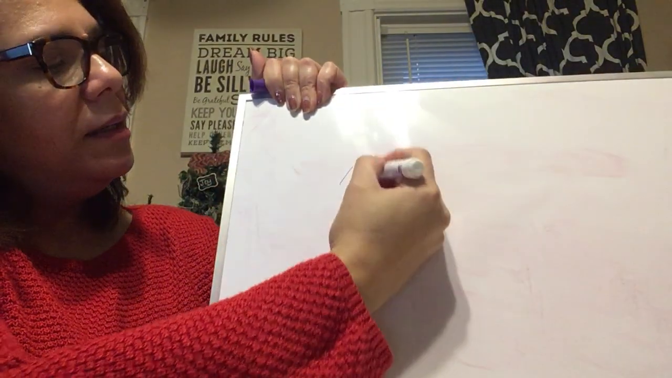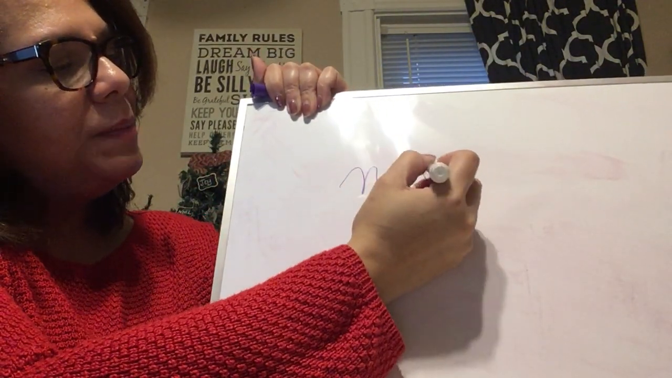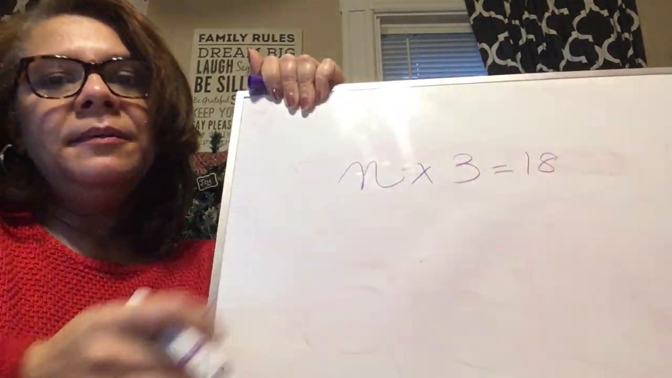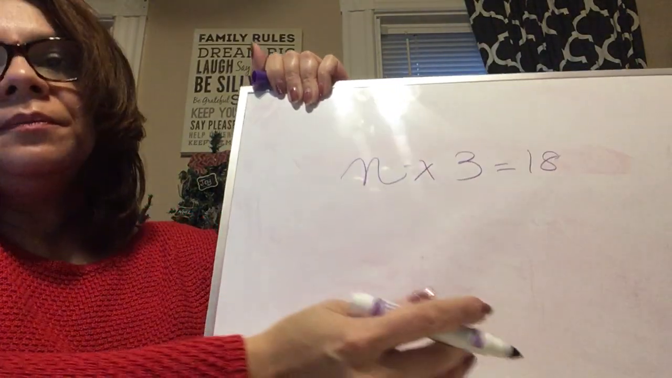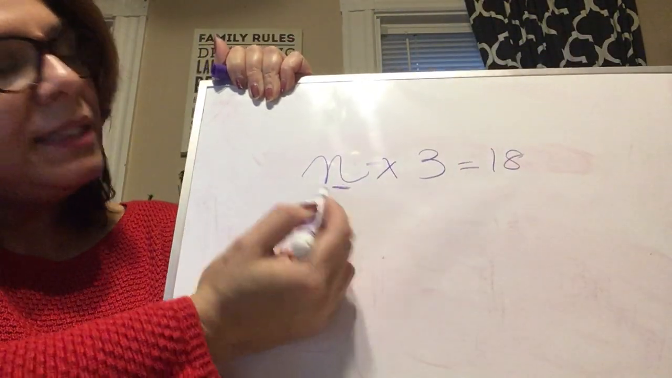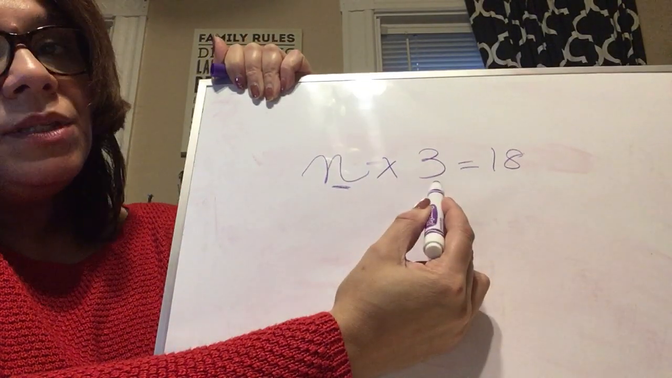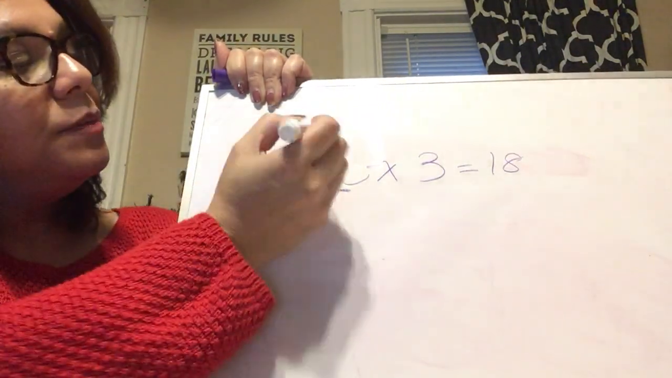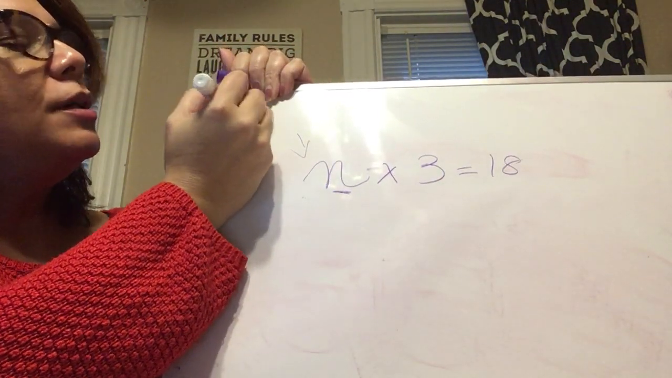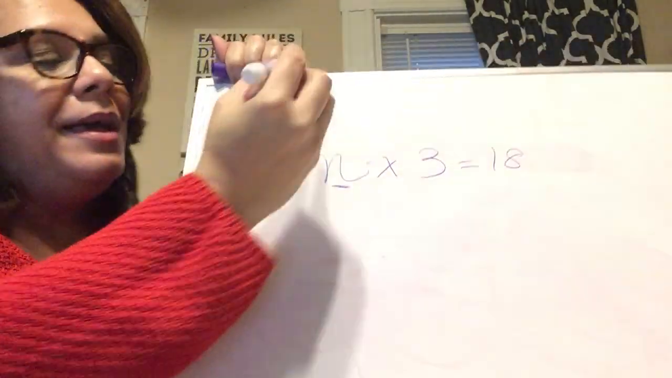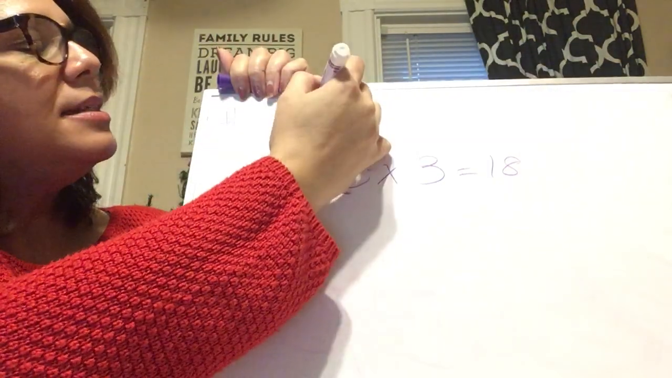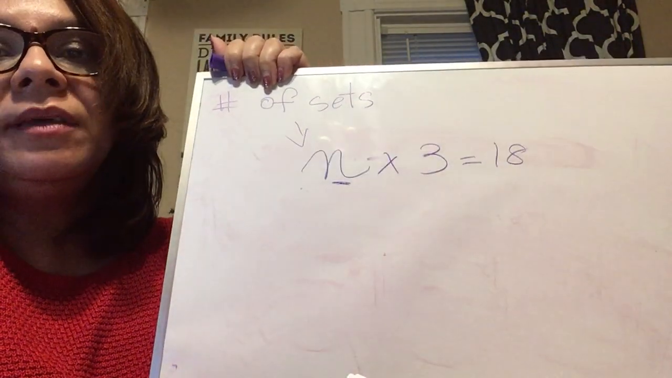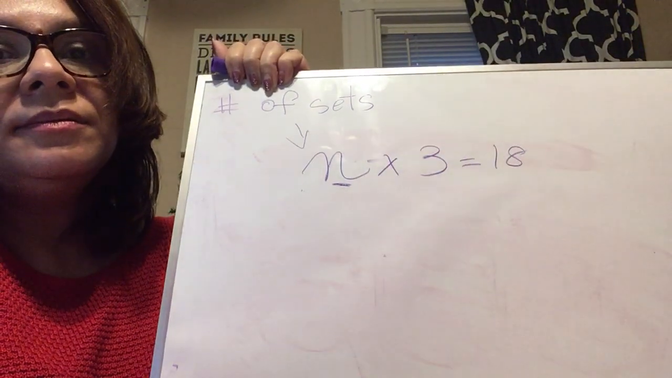Let's do another one. Whoa. A missing number times 3 equals 18. So we're missing a number. The number is represented as n, times 3 is 18. So that means that we're missing the number of sets. I'm going to write here number, and that's number, not hashtag, okay? Number of sets. How many are in each set? 3. And altogether we need 18.